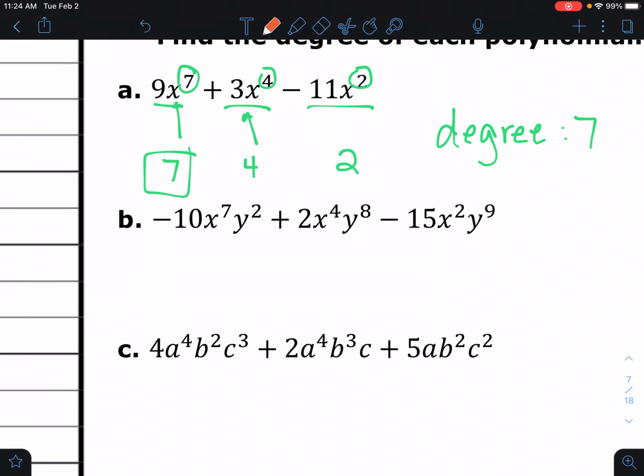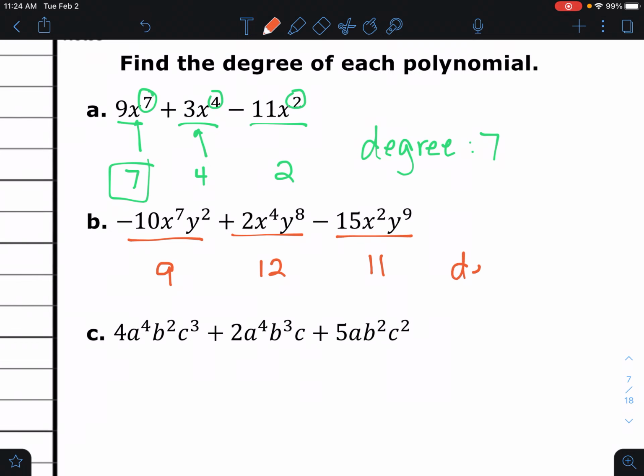Now, if there's only one variable in each monomial, it's pretty easy. But if there's multiple variables, then you want to take a look at here. Remember, you're going to find the variables, add the exponents. So on this first one, the degree would be 9, 7 plus 2. On this second one, it would be 12. On this third one, it would be 11, right? 2 plus 9. So now which one of these is the biggest? 12. So the degree would be 12, okay? So that's how that works.